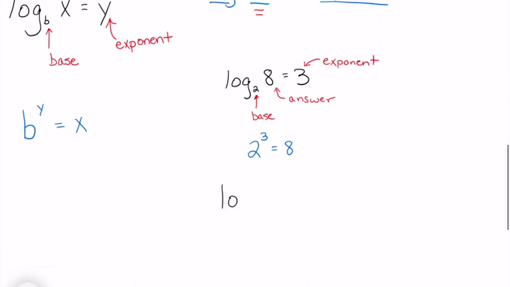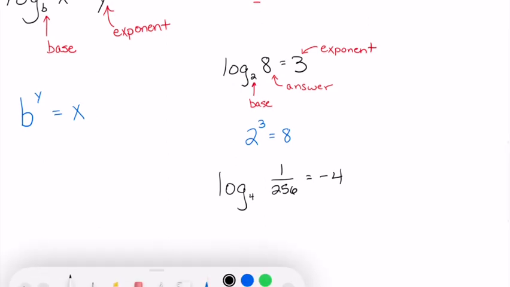Let's do log base 4 of 1/256th equals -4. If this was an exponential function, one of the questions I might ask would be, what power would I have to raise 4 to in order to get 256? But with a logarithm, it's already given to us. The base is 4. Log base 4 of 1/256th equals -4.